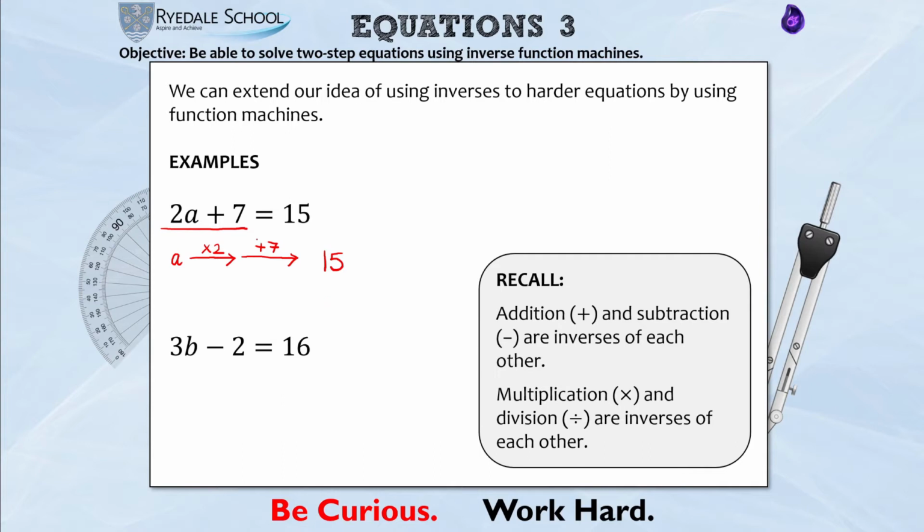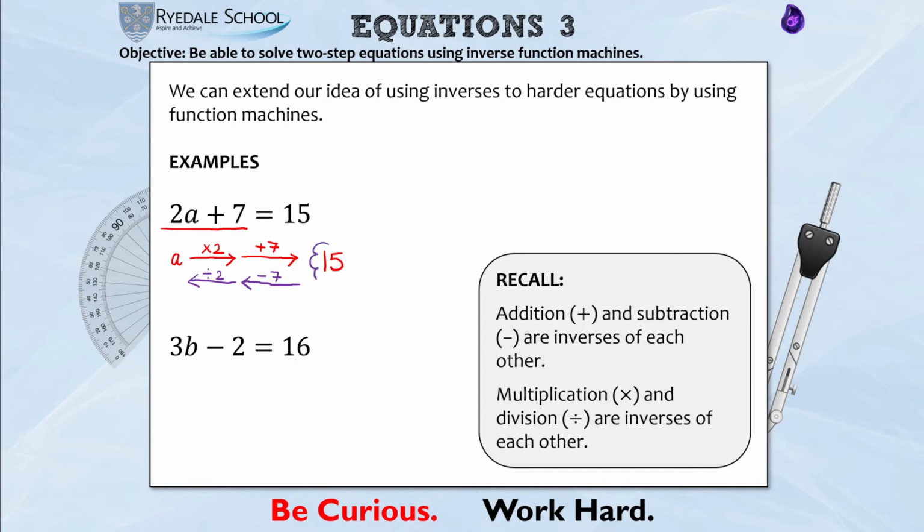I can now use this function machine that I've written to write some inverses. I'm going to write my inverses in a different colour. So, working backwards, and the order is super important, if I go in the reverse order of this function machine, I need to do the inverse of add 7, which is take away 7. I need to do the inverse of multiply by 2, which is divide by 2. And now I can use this purple inverse machine to work out what a must be.